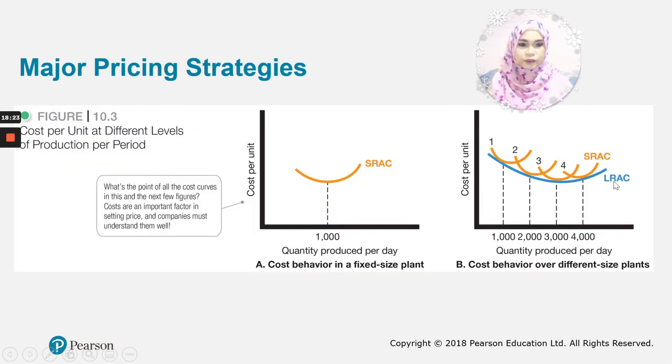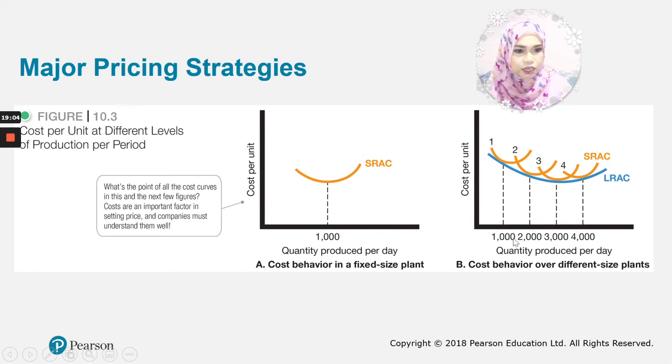Now looking at this particular graph, figure 10.3, cost per unit at different levels of production per period. This SRAC is short run average cost, while the LRAC is long run average cost. You try to pronounce that. Let's say for example here the graph shows 1000. When the company tries to produce 1000 units, how much will be the cost per unit? It will be here. This will be in the short run.